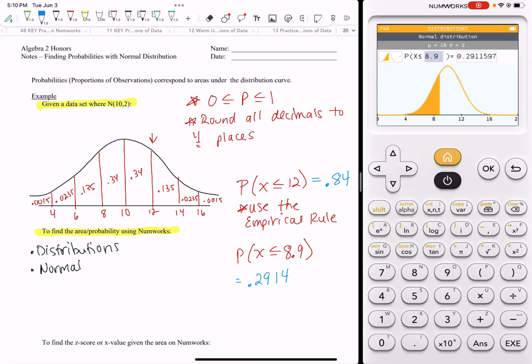Okay, so 4 decimals, and then if it's probability, you write out all 4. If it's a percent, you still use all 4, but you turn it into a percent. That's all you have to do, okay?